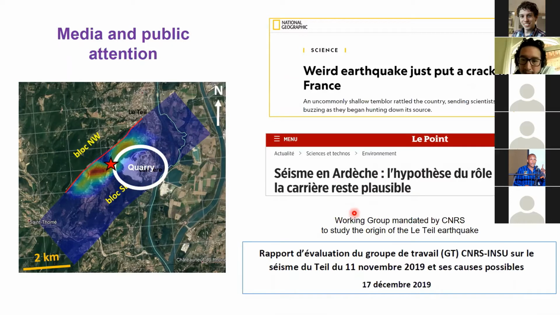that was led by Bertrand de Louis and later currently by me, to draft a report studying the possible origins of the Le Teil earthquake. This was, I think, a very good effort, joining more than a dozen researchers in France, so that almost a month after the earthquake, we were able to submit this report and make it public.